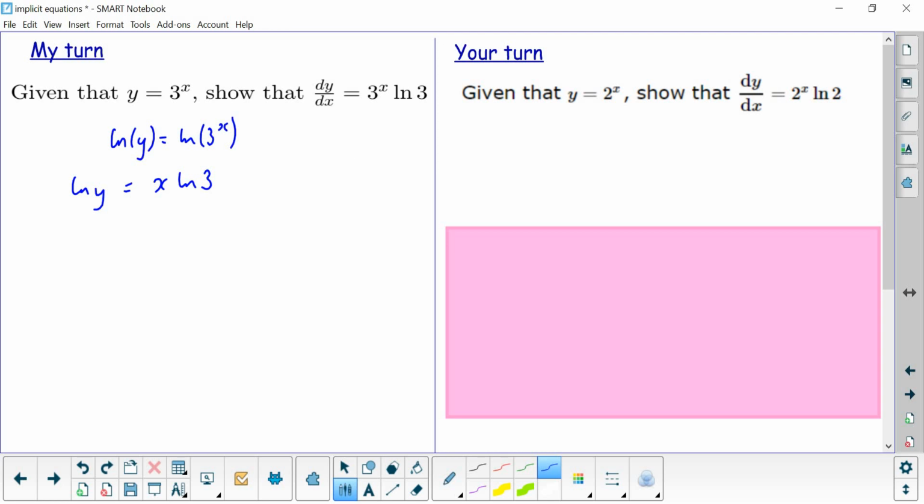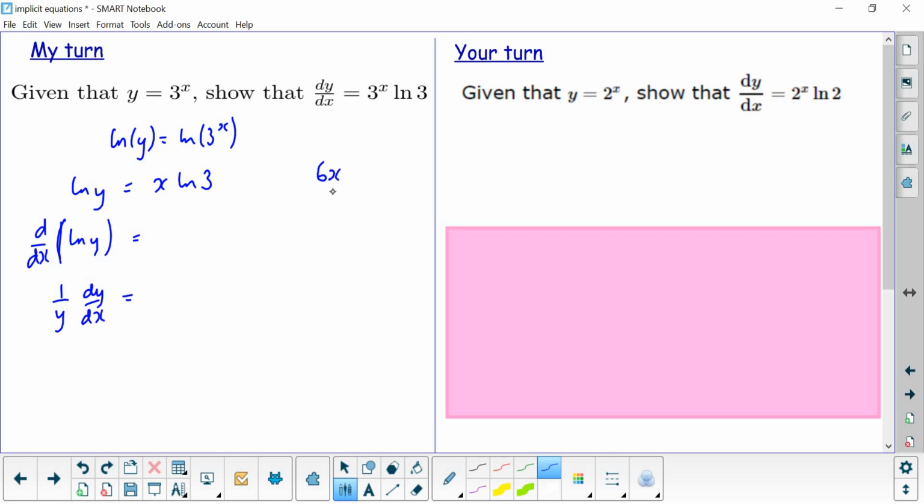Now we know that when we differentiate natural log, we usually get 1 over the thing. So we get 1 over y. Because we're differentiating with respect to x, and this is y, we need to multiply by dy by dx using the chain rule.